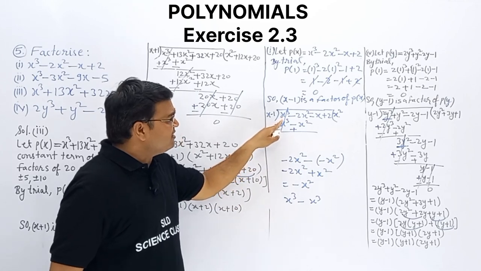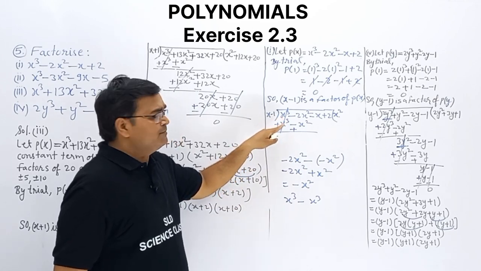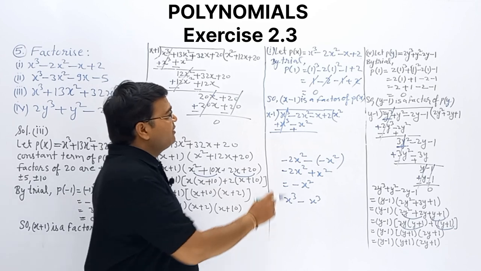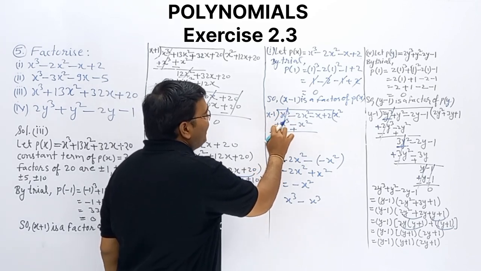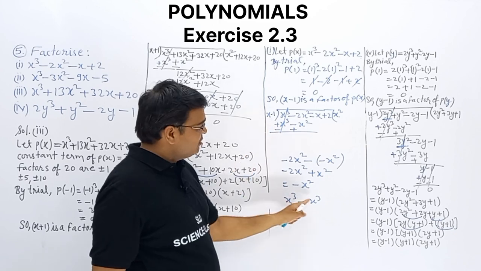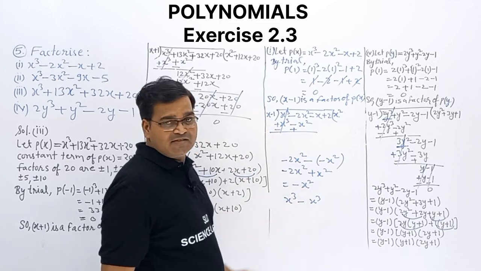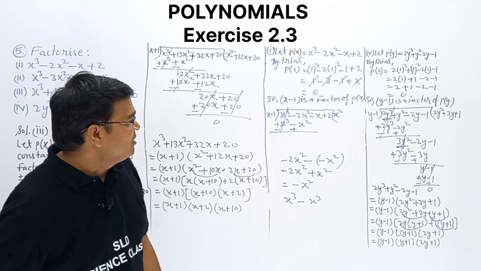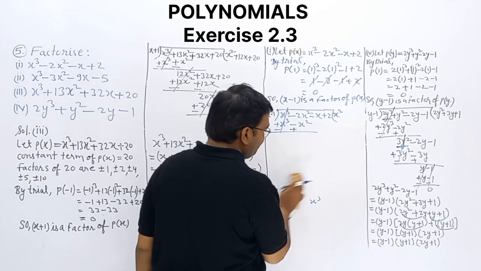We want to subtract x cube. What we are doing? We are subtracting both, x cube minus this one. Both are positive, so we will use minus in between. Then we are getting cancel both. Yes or no? So this is a process.